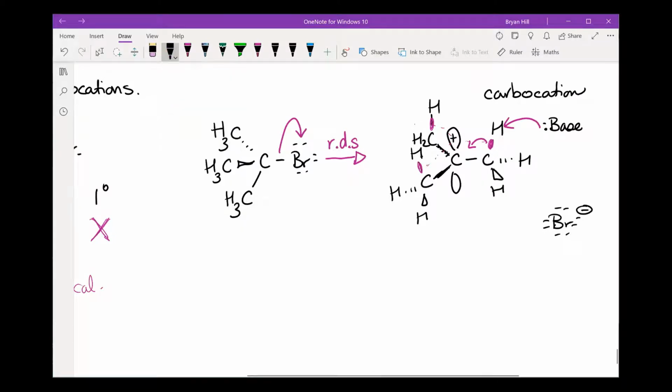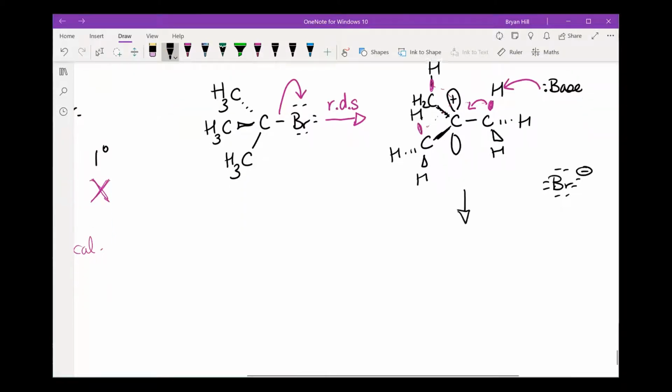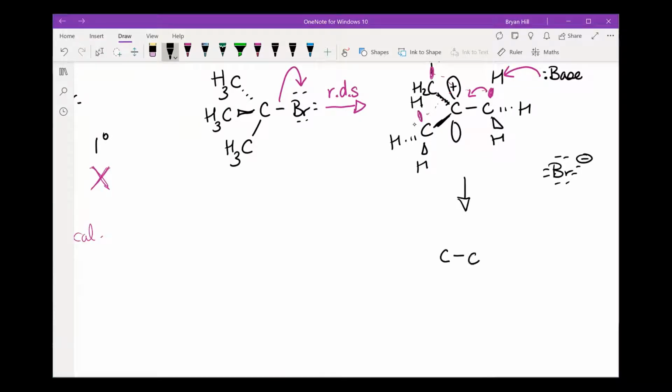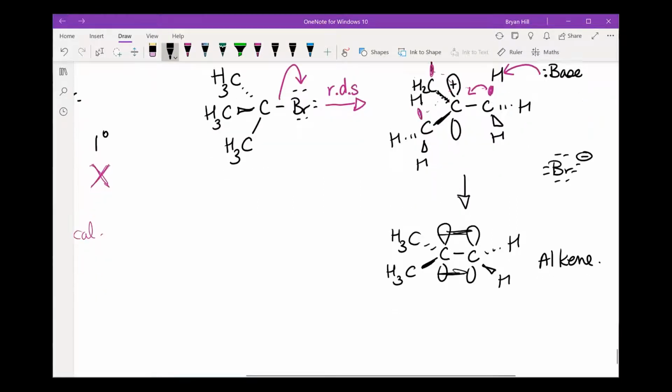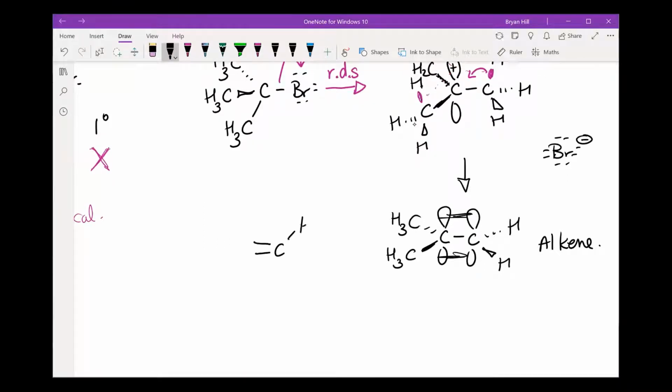So we'll make our alkene. This would then become a p orbital, CH3, CH3. And then electrons are being shared in the p orbitals, so you've got your alkene. So in this reaction here, it doesn't matter which of the 3 protons gets removed. They're all the same. It all produces the same product, which is this, if we're looking at it from above.